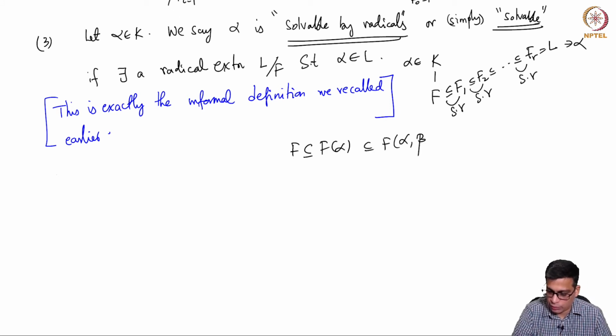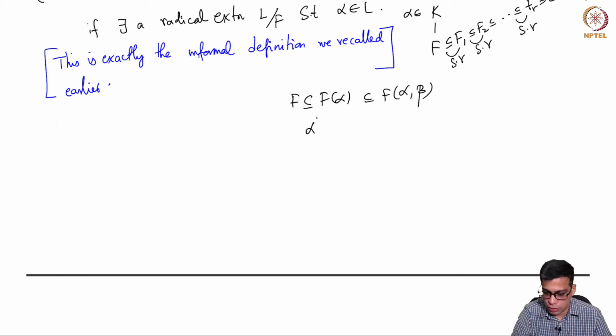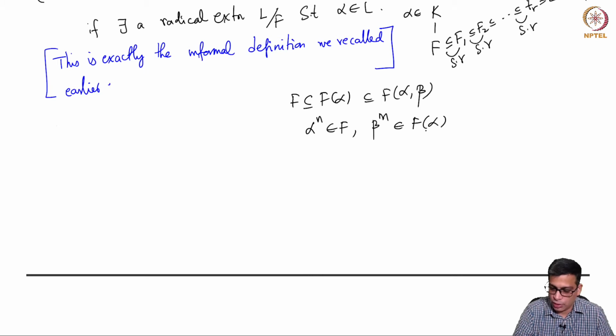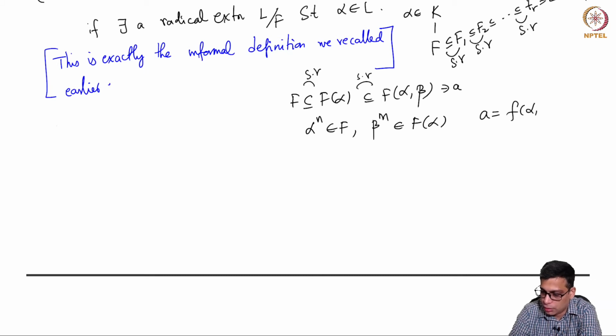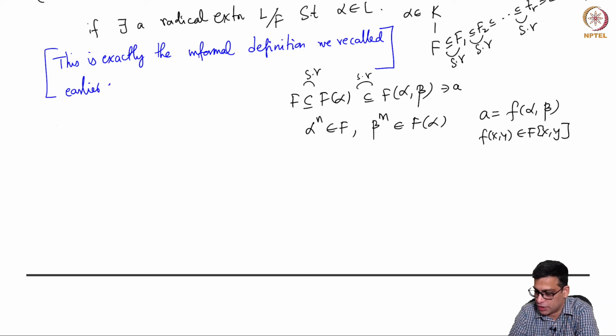Let us say alpha^n is in F and beta^m is in F(alpha). This is simple radical and this is simple radical. I am not giving you a formal definition, but just to indicate it. Now if you take some a in here, a can be written as a polynomial f(alpha, beta), where f has coefficients in capital F. By definition, that is the meaning.